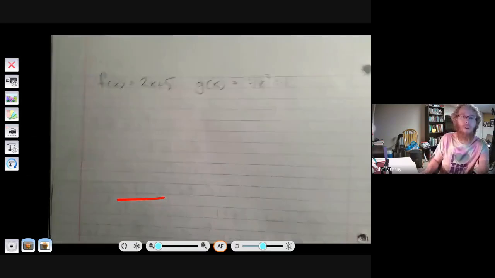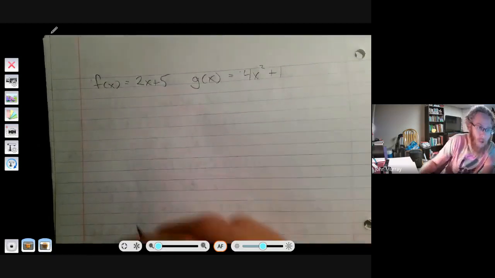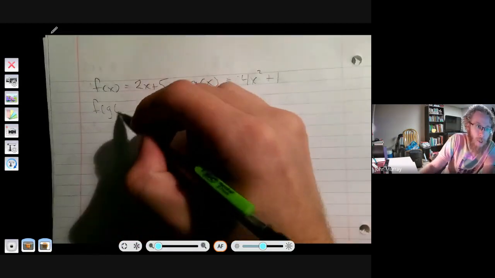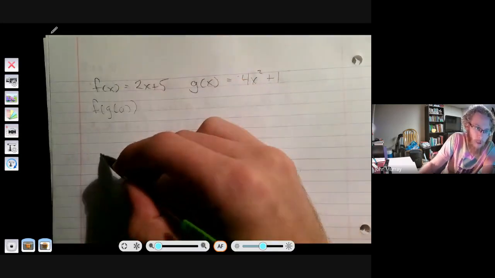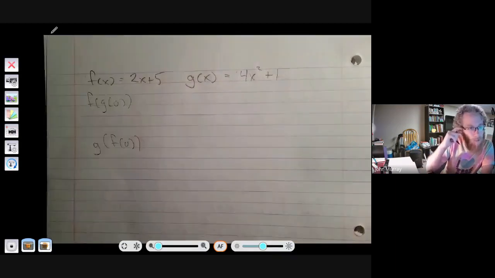Okay, so we got two functions here. Oh, let me get rid of that red line. f of x is 2x plus 5. g of x is 4x squared plus 1. So actually we'll do f of g of 0, and then let's do it the other way, g of f of 0.